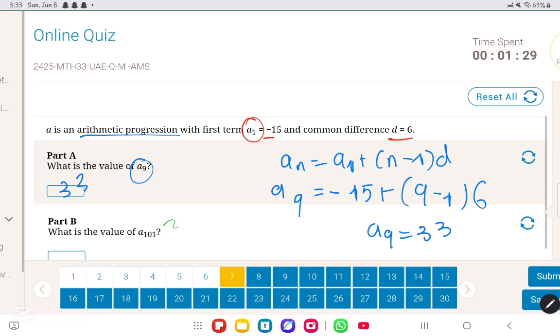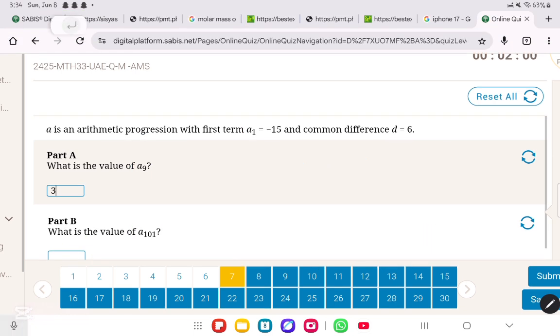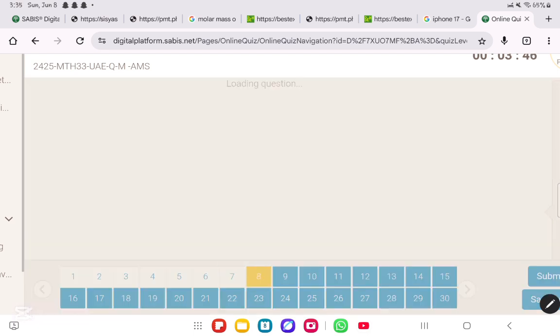Now, what if we were dealing with a101? Then it's going to be a101 is equal to a1, which is minus 15, plus 101 minus 1 times 6. Okay? So, if we put it on the calculator, it's going to be minus 15 plus 101 minus 1 times 6. So, it will give us an answer of 585. So the value of a9 is 33 and the value of a101 is 585.